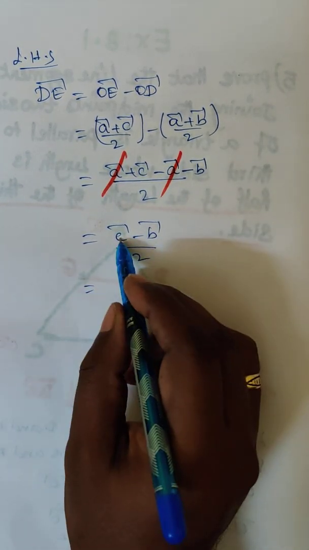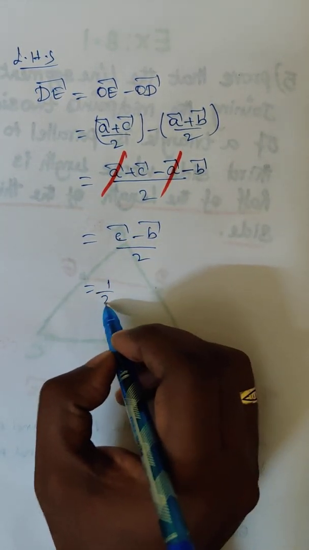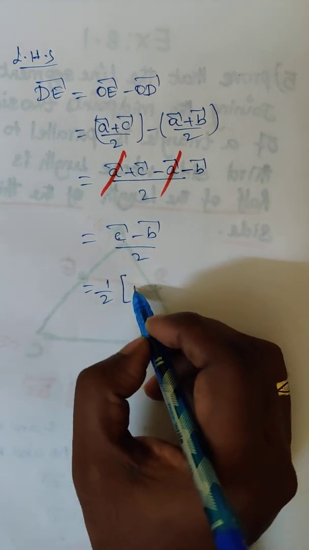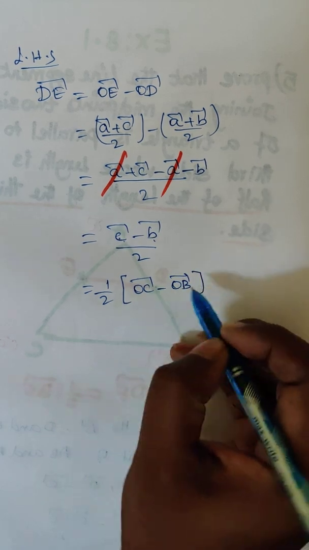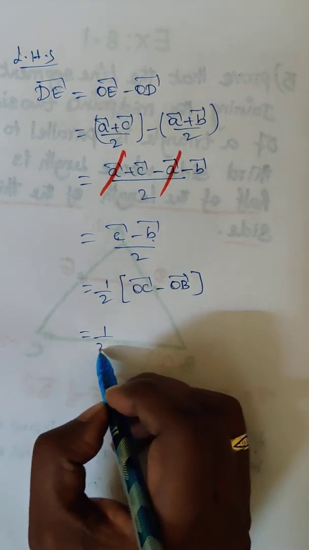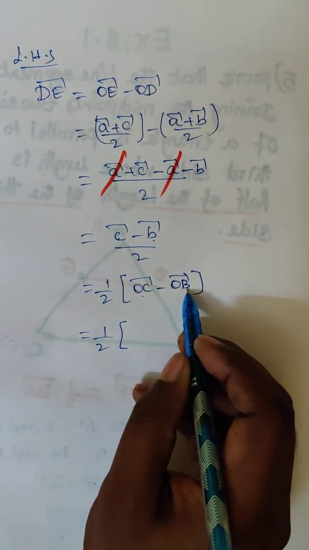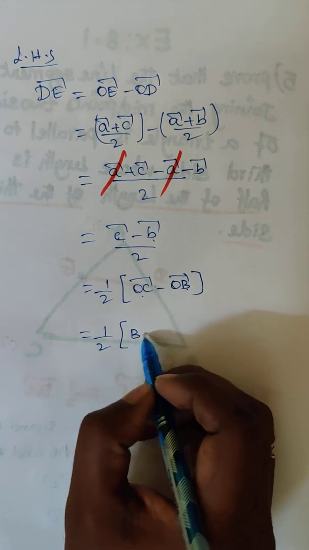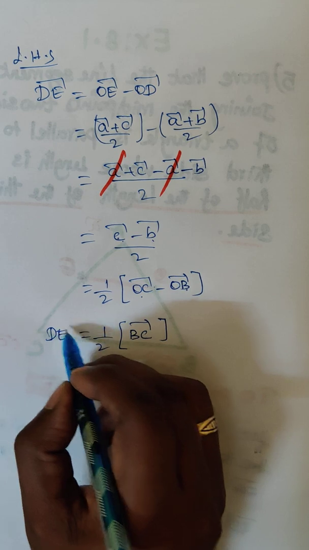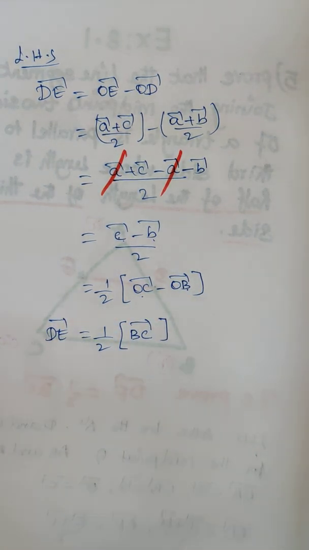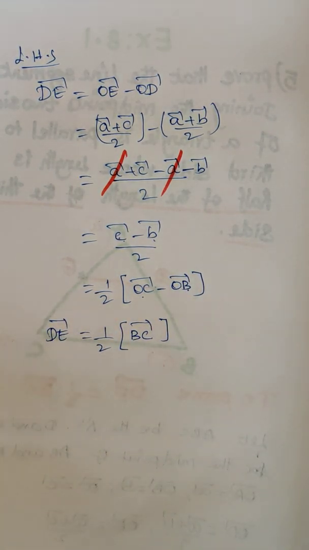So C vector we can write as OC vector. Taking 1 by 2 outside, C vector is position vector OC and B vector is position vector OB. So that is equal to 1 by 2 of OC vector minus OB vector, that is BC vector. So the left hand side is DE vector. So this is the direction. So now we can prove that.